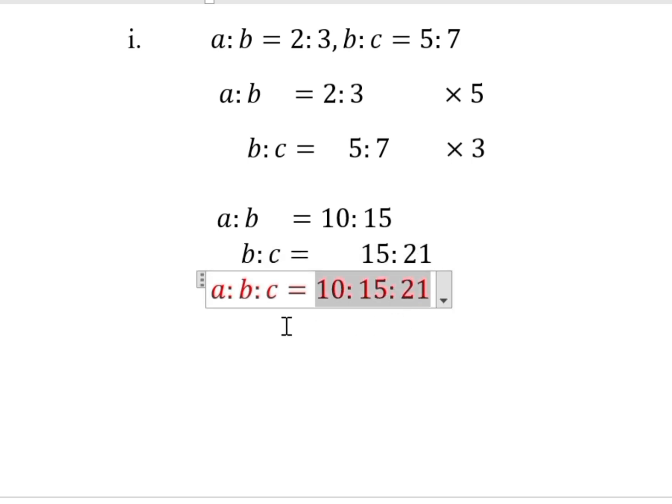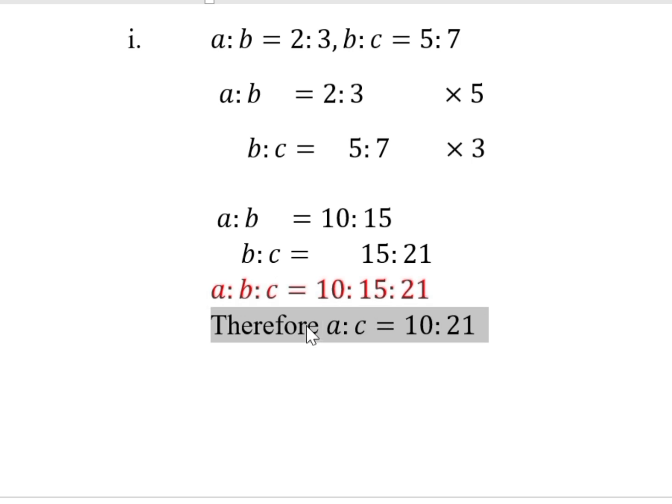So with that in mind, we can now get the ratio A to C as being equal to 10 to ratio 21, because this 10 corresponds to A, this 15 corresponds to B, and this 21 corresponds to C. So that means the ratio A to ratio C will be equal to 10 to ratio 21.